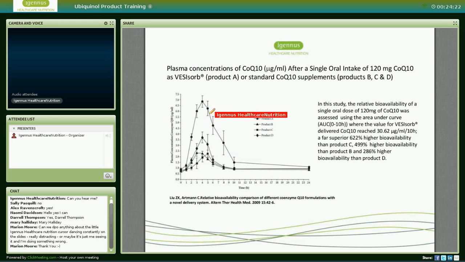And as you can see, there's quite a big leap in the plasma levels between the VESIsorb delivered ubiquinol and the standard ubiquinol products. And in fact, they're quoting 622% higher bioavailability than the lowest product there.